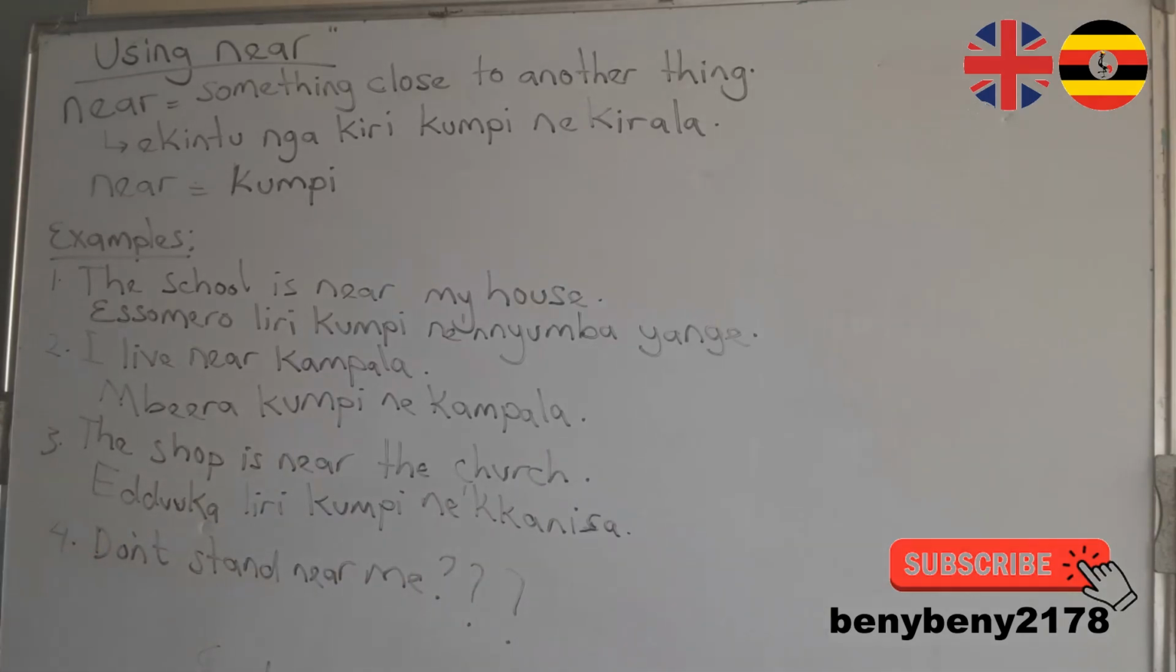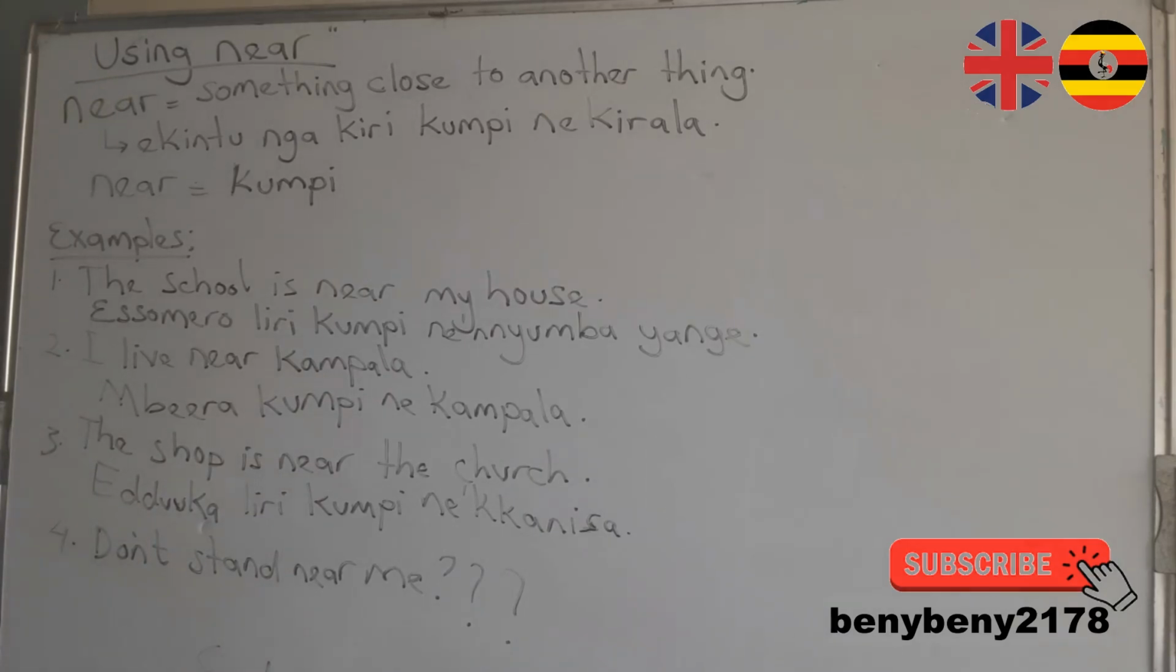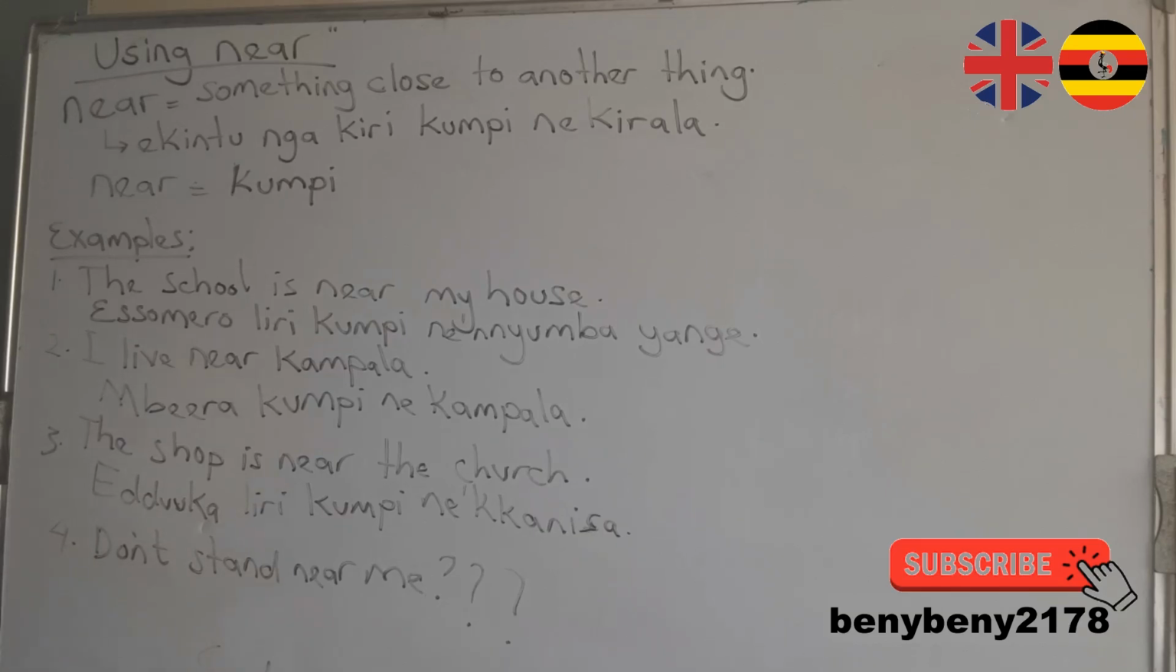So the next example is yours to try. Don't stand near me. When I say don't stand near me, don't stand near me. And how can I say this in Luganda? Please write your answers in the comment section. One more time. Don't stand near me. How can you write this phrase in Luganda? I'm waiting to see your answers.